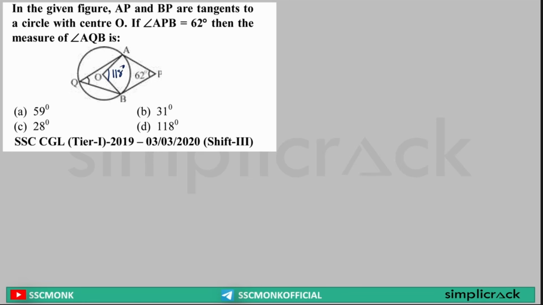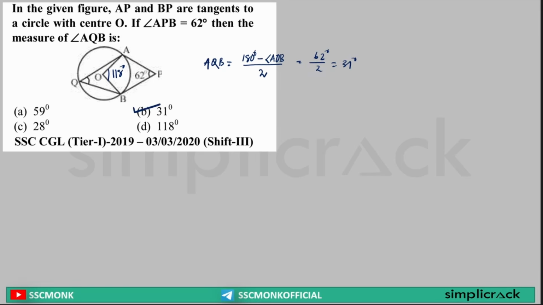118 degree. Clear? Yes. Now if this is 118 degree, this angle AQB will be 180 degree minus angle of AOB divided by 2. Or I can directly write, sir, this will be 180 degree minus 118 degree divided by 2, that is equal to 31 degree. Option B is the right answer.